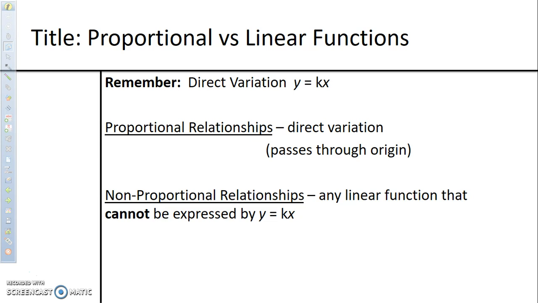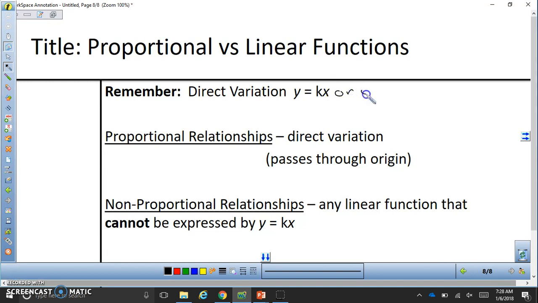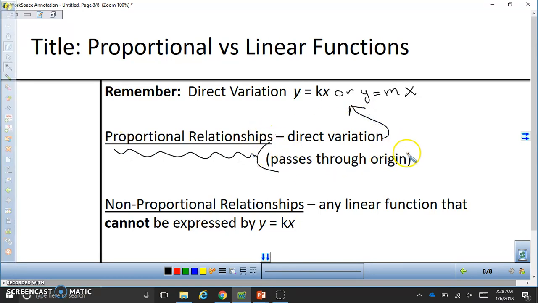Remember, in a function every input has exactly one output, okay? So proportional and linear functions are both functions. Proportional is a specific function and linear is a broader function. Remember our direct variation equation from yesterday, y equals kx or y equals mx. Proportional relationships have direct variation and they pass through the origin.